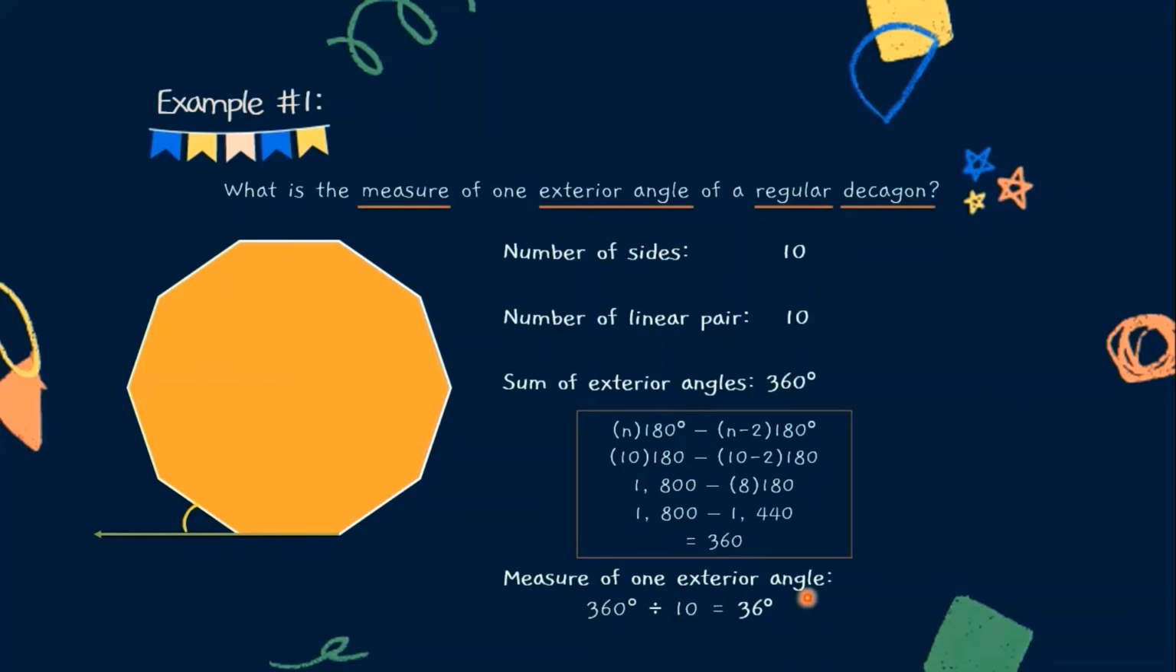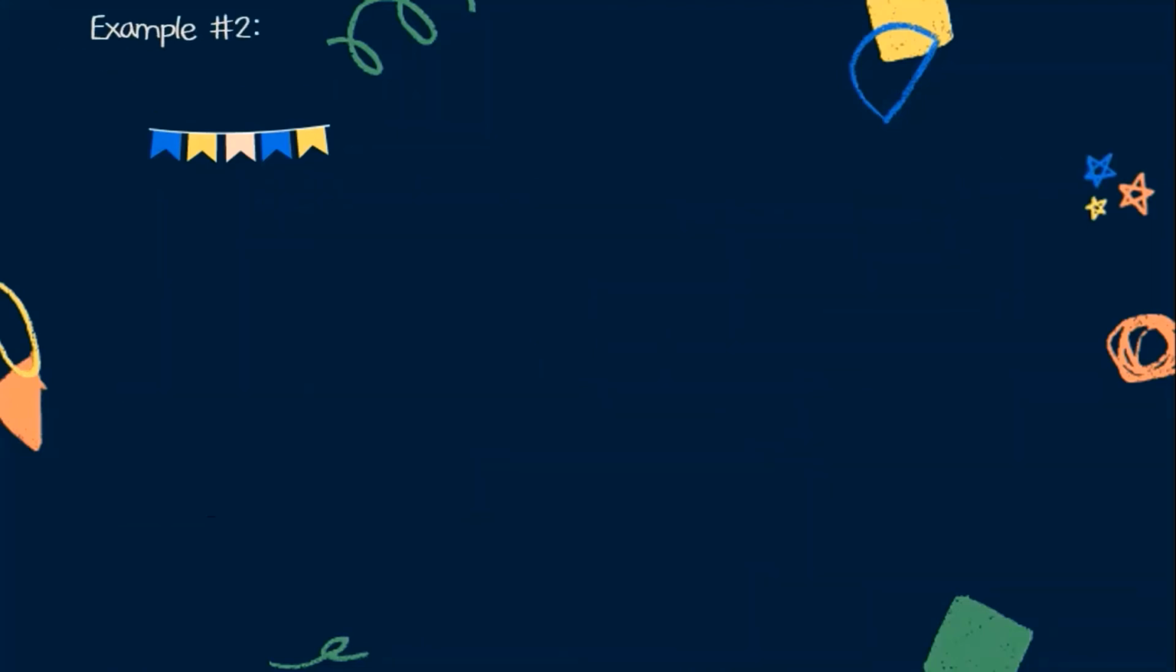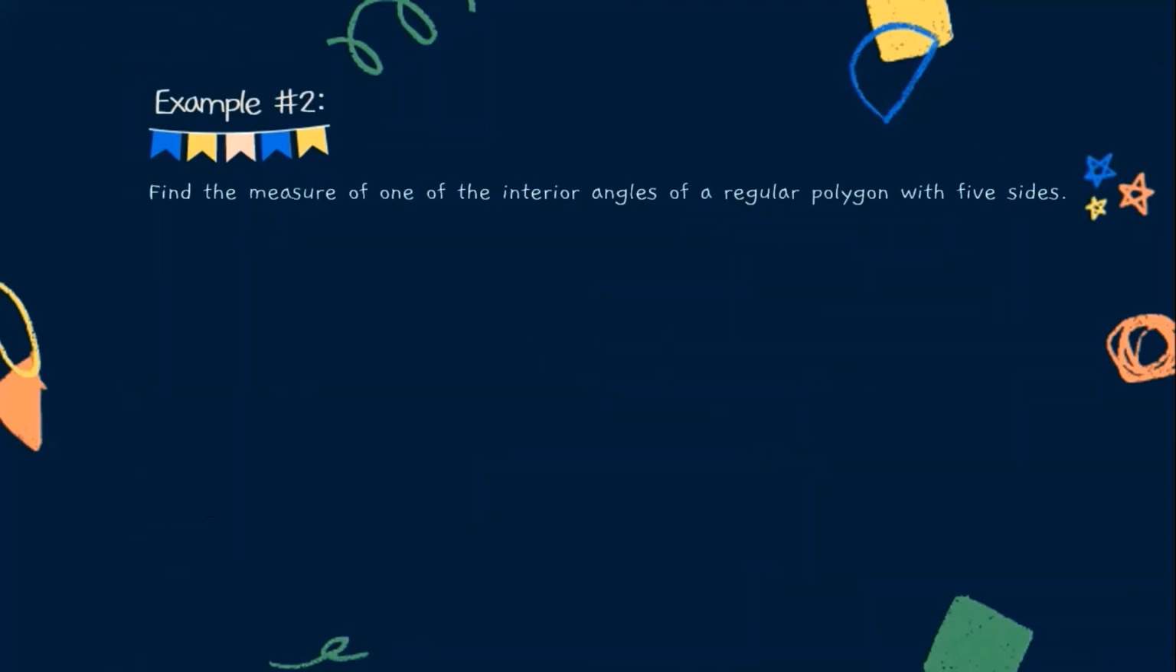360 degrees divided by 10 is equal to 36 degrees. Therefore, for this regular polygon, which is a decagon, the measure of one of its exterior angle is 36 degrees. Yung kabuuan ng 10 ay 360, pero yung isang angle ay 36. Another example, number 2. Find the measure of one of the interior angles of a regular polygon with 5 sides. Measure ulit, interior angles, hindi na exterior, regular polygon with 5 sides.